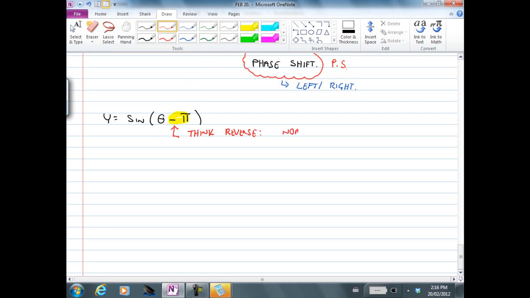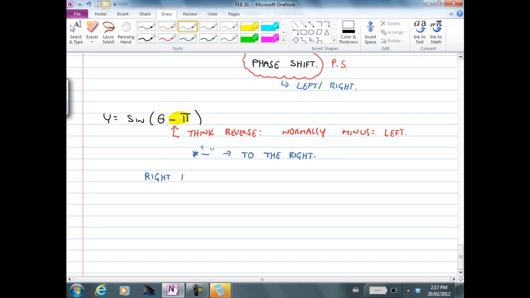Normally, when people say minus, minus equals to the left. If I say minus 4, you go to the left on the number line. But because it's in the bracket, minus goes to the right. When it's in the bracket, negative means to the right. So in this case, this is right pi.